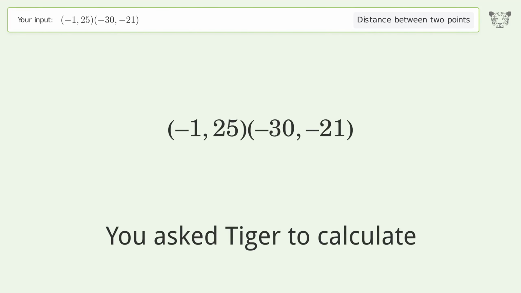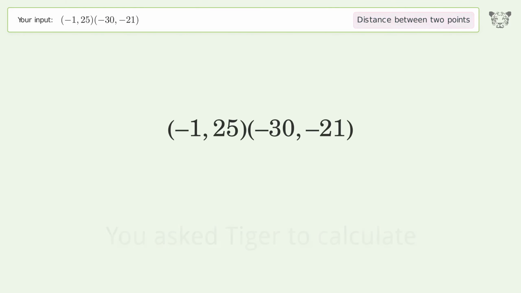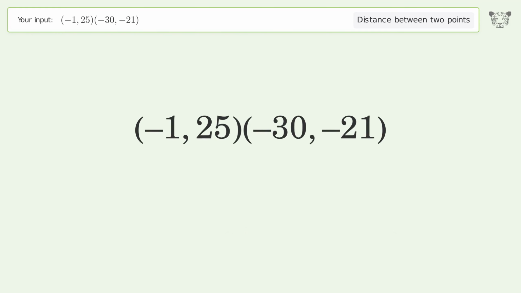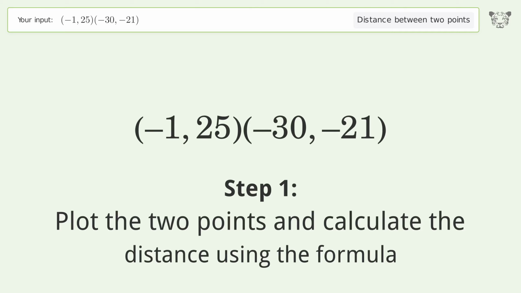You ask Tiger to calculate. This deals with the distance between 2 points. The distance between the 2 points is the square root of 2,957 or 54.378. Let's solve it step by step. Plot the 2 points and calculate the distance using the formula.